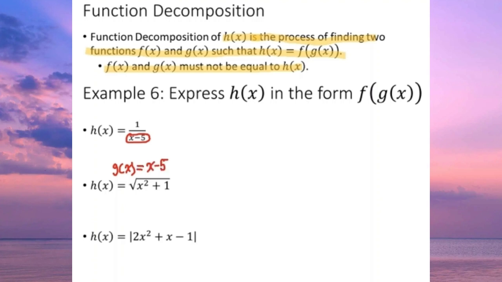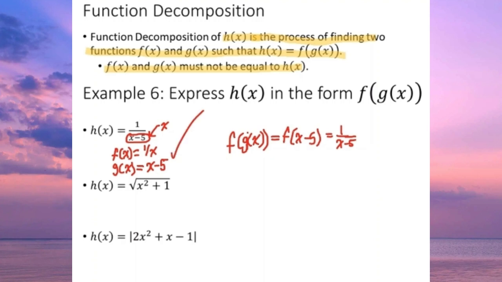Now, how do we obtain f of x? F of x is obtained by replacing the expression we call g of x with x inside of our function that we're trying to decompose. So if we replace the x minus 5 with x, we get that f of x would equal 1 over x. If we want to check that our decomposition is correct, we can find f of g of x, which is f of x minus 5, which is 1 over x minus 5, which is our original function. Neither f nor g is our original function h, so that is one way we can decompose our function.